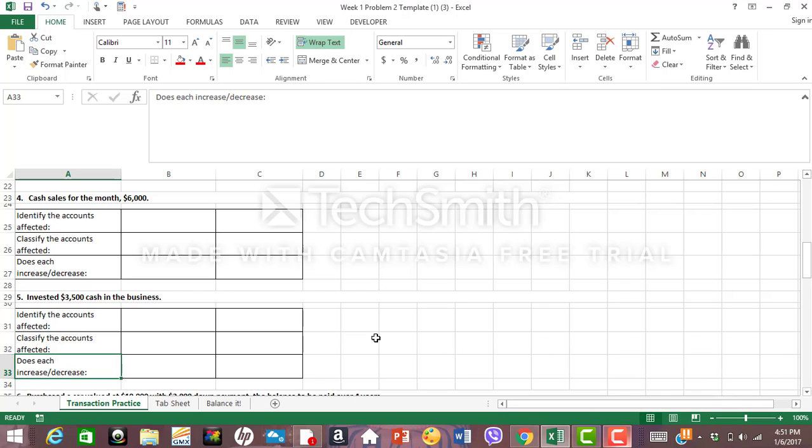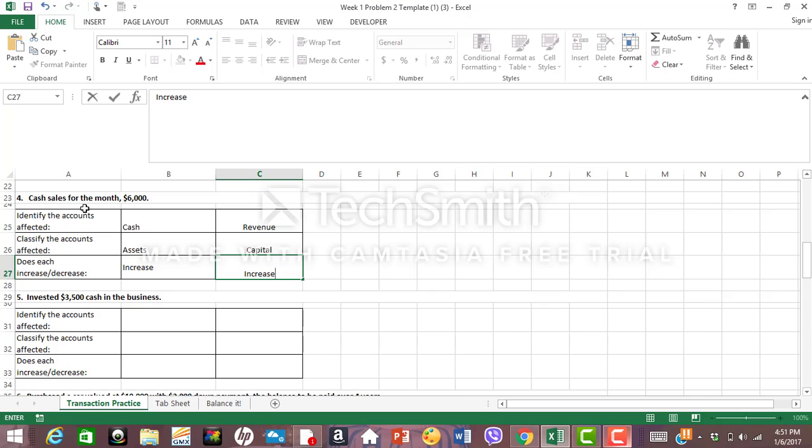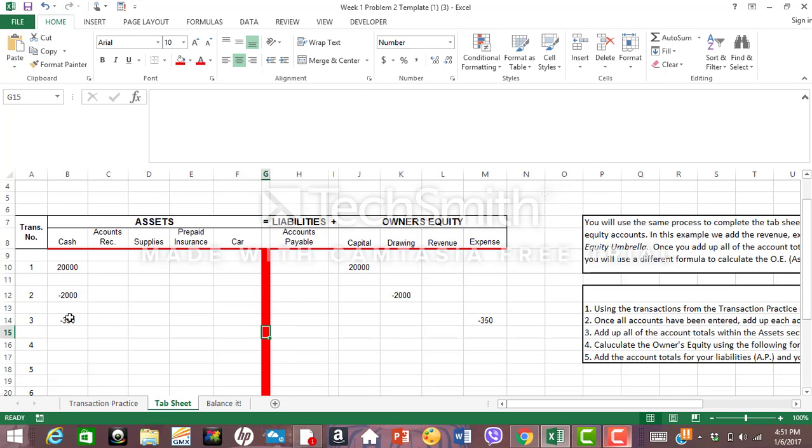Then we go to the next transaction. The next transaction says cash sales for the month are $6,000. So that's an extra additional account that has been added to our owner's equity, which is called revenue. And we have received them in cash, which is a part of assets, where cash increases. And then we have revenue, which is a part of capital, also increases, for $6,000.